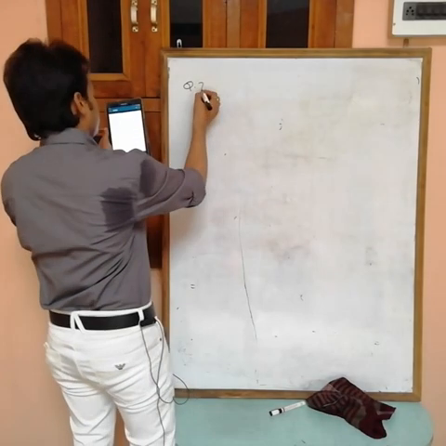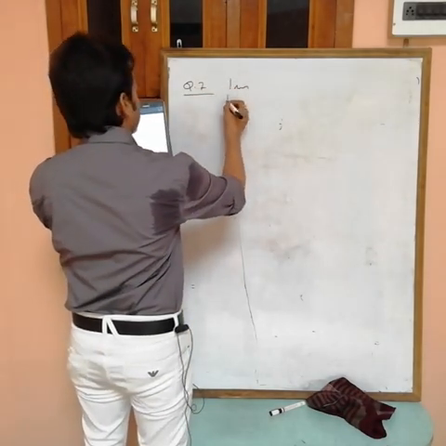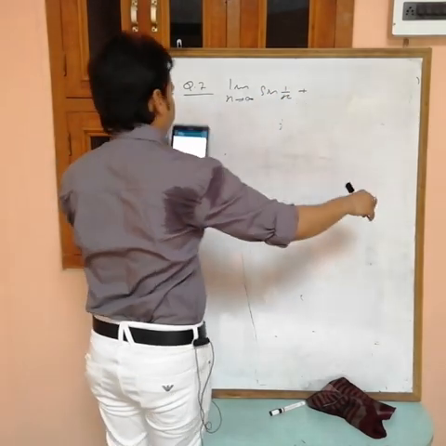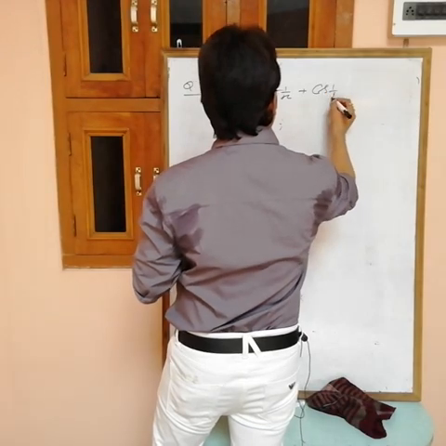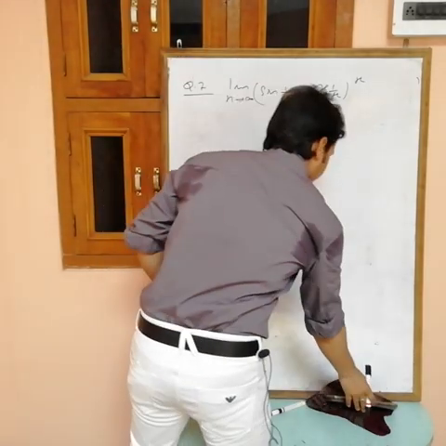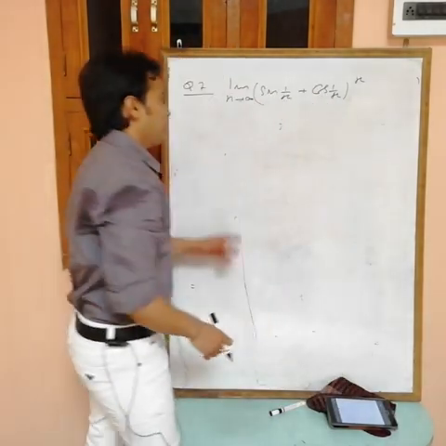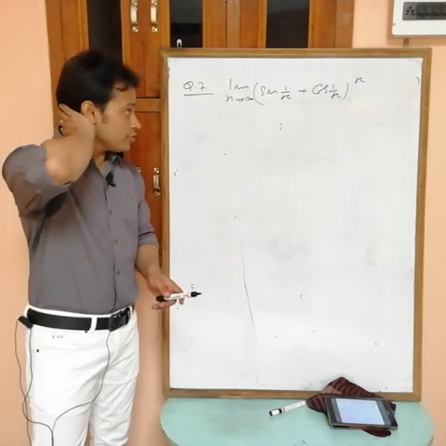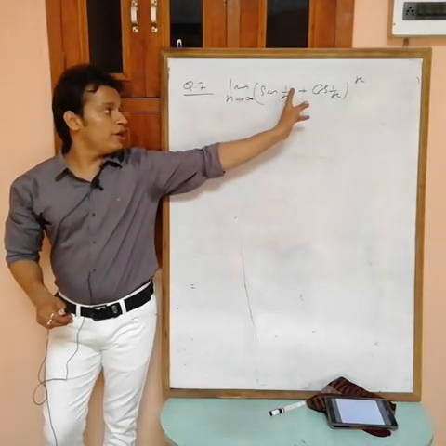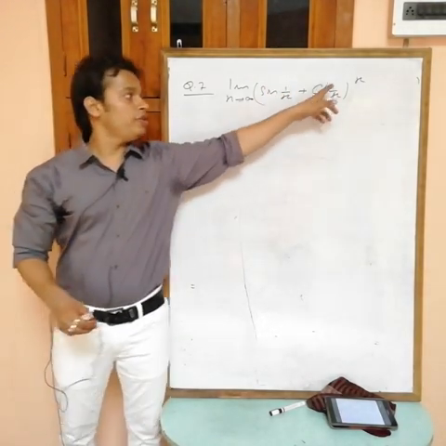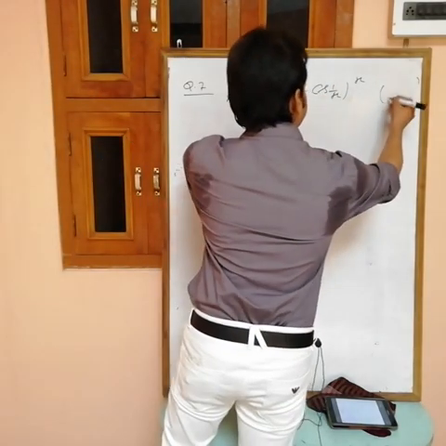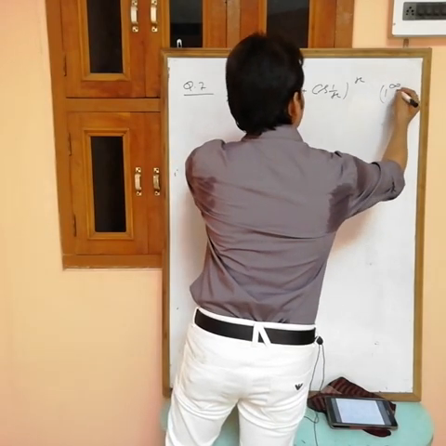6th is done, now the 7th. Limit x tending to infinity, (sine 1 by x plus cos 1 by x) whole power x. Now see, here x is tending to infinity. If you put x equals to infinity, what are we getting? Sine 1 by infinity: 1 by infinity is 0, sine 0 equals 0. Cos 1 by infinity: 1 by infinity is 0, cos 0 equals 1. So this is 1 and x equals to infinity, a 1 power infinity form.